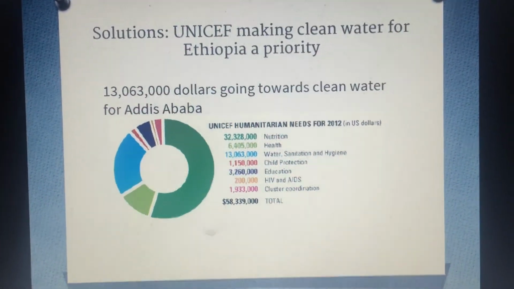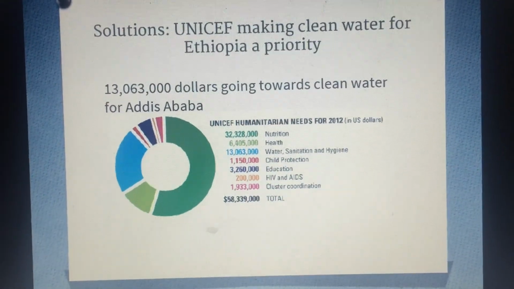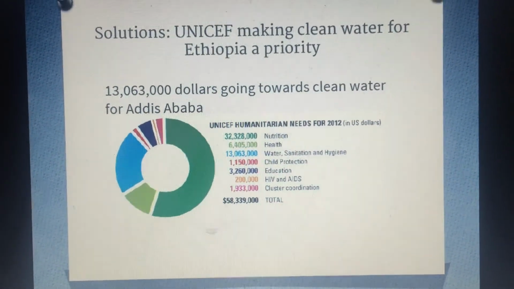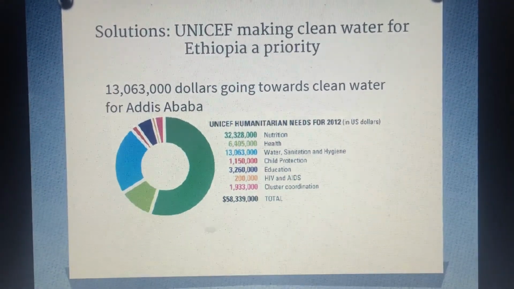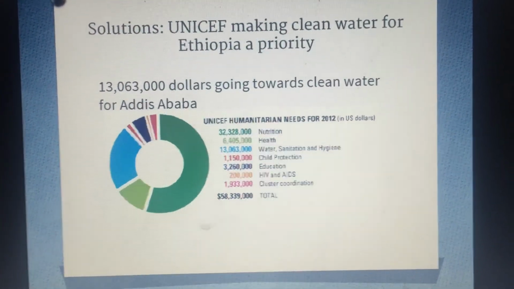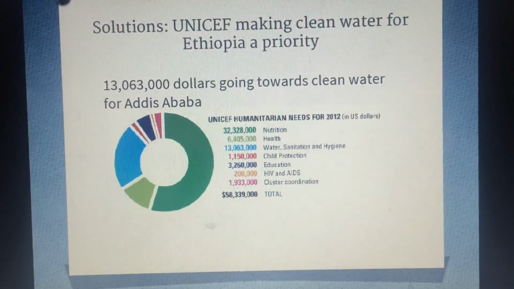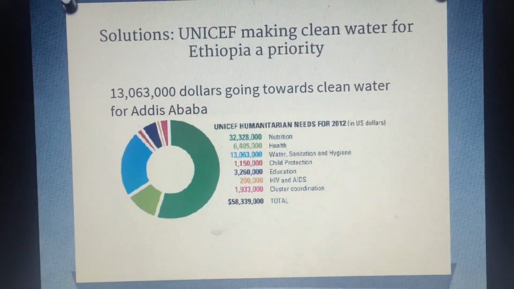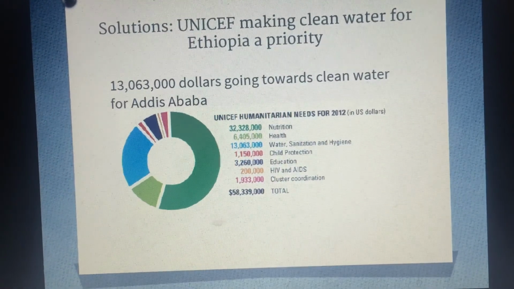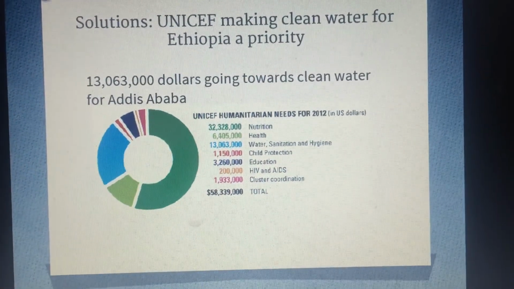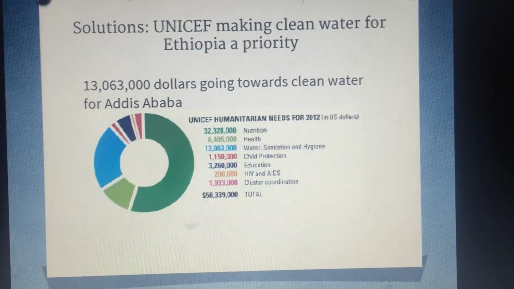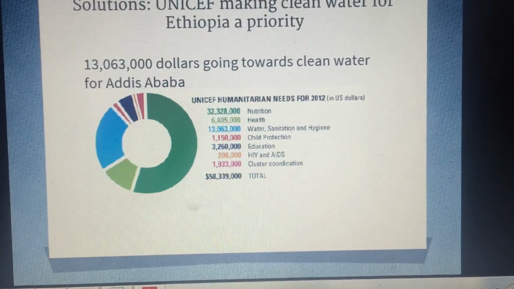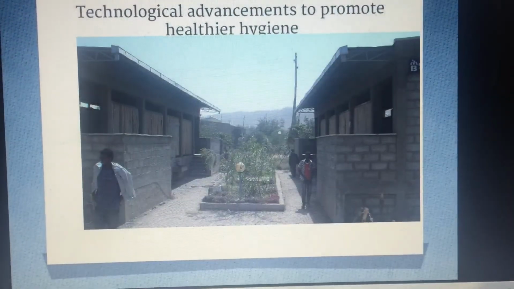So what are some of the solutions that the UNICEF is actually taking charge of? The UNICEF is just trying to make clean water for Ethiopia a priority. And if you see here some of the statistics, you'll see that water is one of the main focuses of the UNICEF in order to make clean water for Ethiopia. There's a pledged $13 million to help provide clean water for Addis Ababa, which is the capital of Ethiopia.